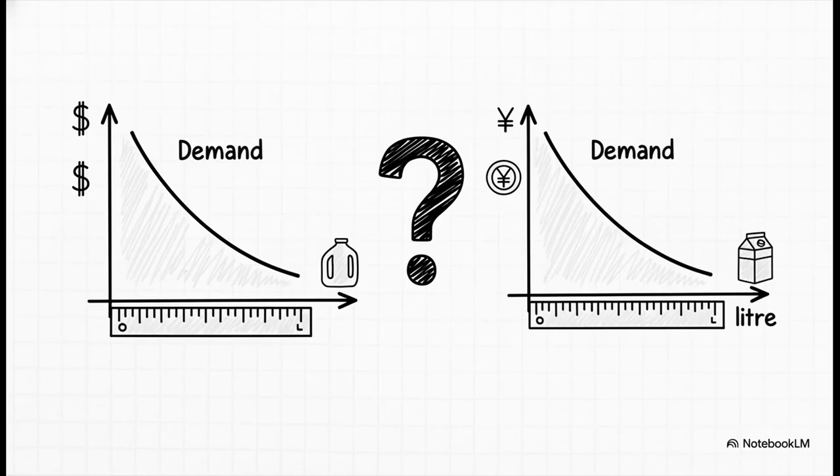Now, your first instinct might be to just say, hey, let's use the slope of the demand curve. But that's kind of a trap. The problem is the slope's value totally changes depending on the units you're using. Dollars or yen, gallons or liters, it's not universal. We need a tool that cuts through all that noise.